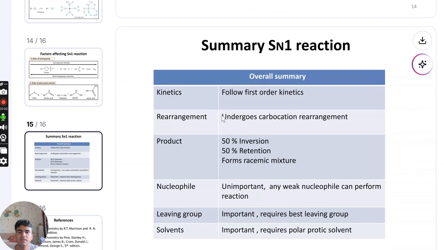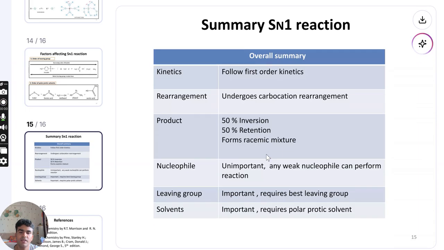So, a summary of the reaction: the kinetics will be first order, and it undergoes carbocation rearrangement. The product is 50% inversion and 50% retention, forming a racemic mixture. The nucleophile is unimportant; any nucleophile can perform the reaction and the rate will not depend on its concentration. The leaving group is important because the higher the leaving group tendency, the lesser the activation energy and the higher the rate. For the solvent, the higher the polarity, the higher the rate.